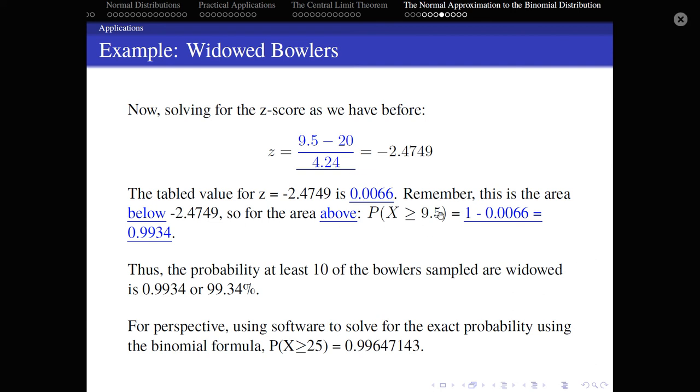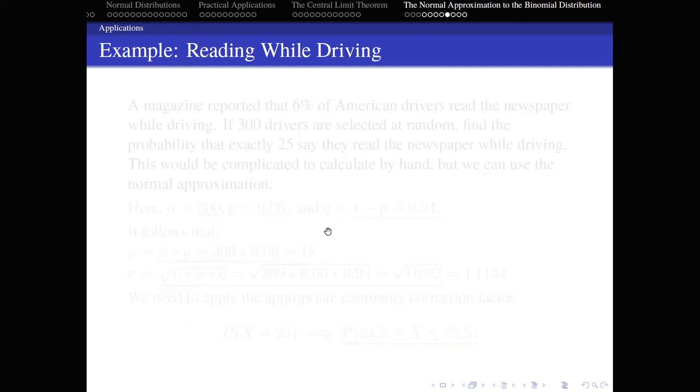But again, this beats doing 191 probabilities of that P of x equals n choose x times p to the x times q to the n minus x. We'd have to do 191 of those to get this probability exactly. So this normal approximation is very handy.